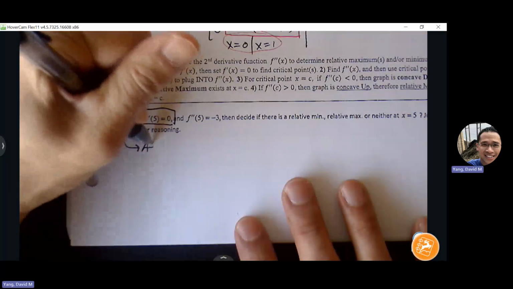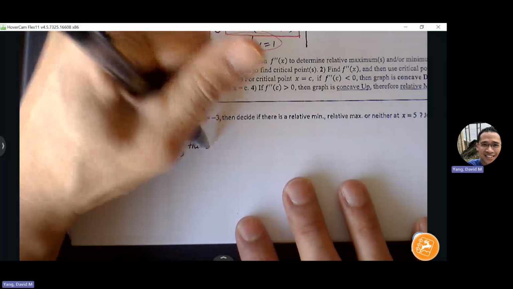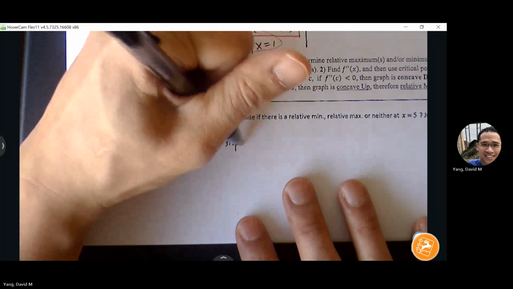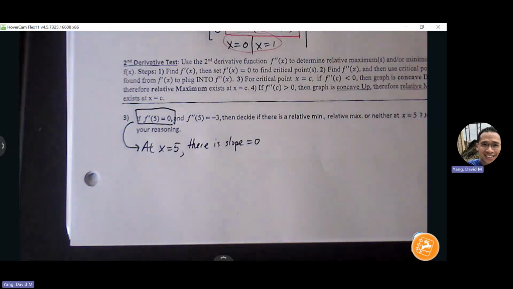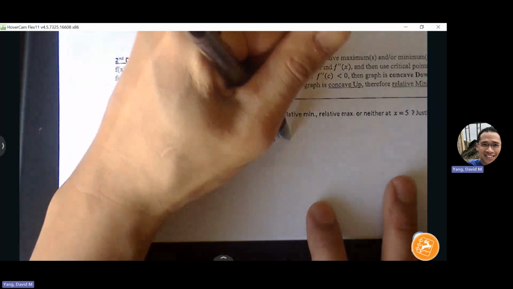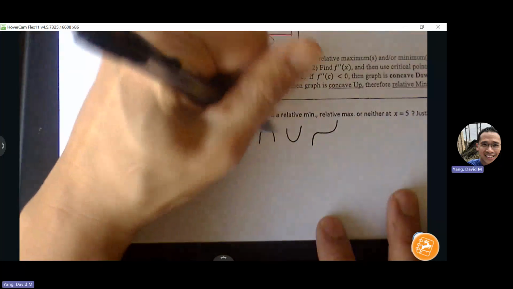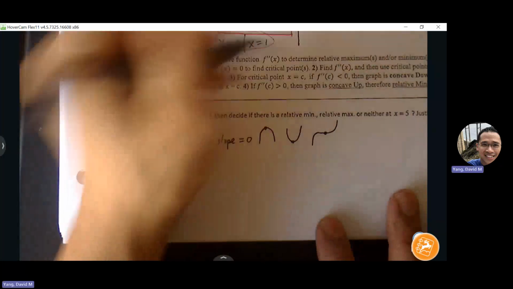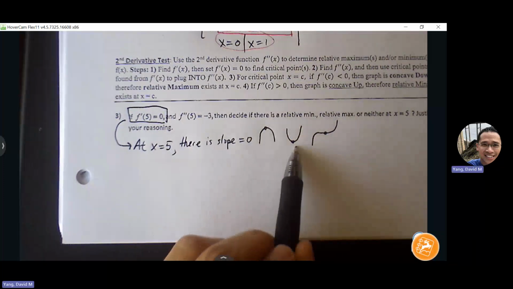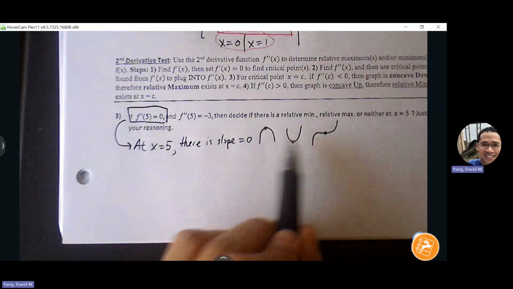Yeah, so at x equals 5, the graph is experiencing a slope of 0. What can a slope 0 look like? It could be a relative max, it could be a relative min, it could be neither. But we know it could be one of these options, right? We don't know what the graph looks like around that slope 0, but we know there's a slope 0 at 5. So we still don't know exactly which option this is.